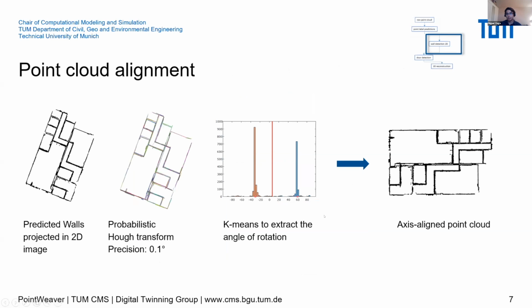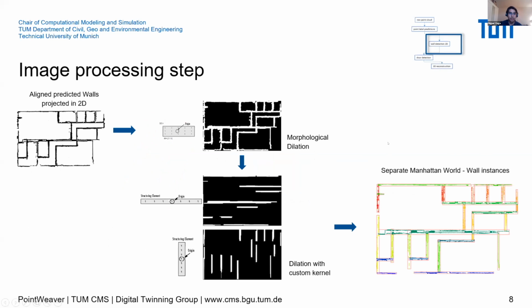Next step was point cloud alignment, in which we project the predicted walls in a 2D image. Then we detect straight edges with a probabilistic Hough transform with a precision of 0.1 degrees. And we use k-means to extract the angle of rotation, which then aligns the point cloud with the X and Y axis. Once the point cloud is aligned, we use an image processing step to separate the wall instances that are aligned with the X and Y axis.